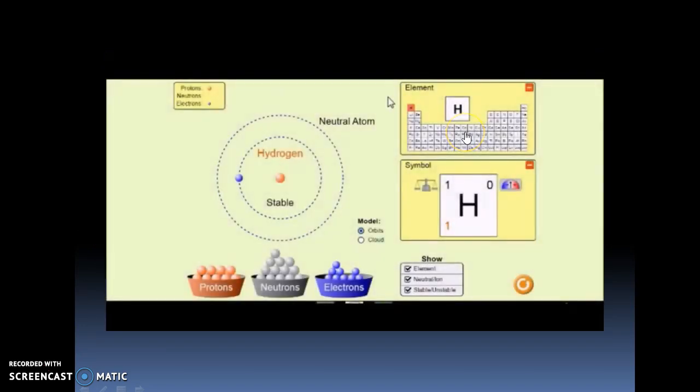Now, dear students, let's watch a video showing us the electronic configuration of an atom. As you can see here, this is the nucleus, and we have here protons, neutrons, electrons. This is the symbol of the atom.